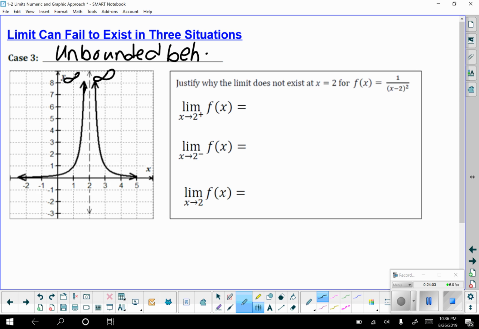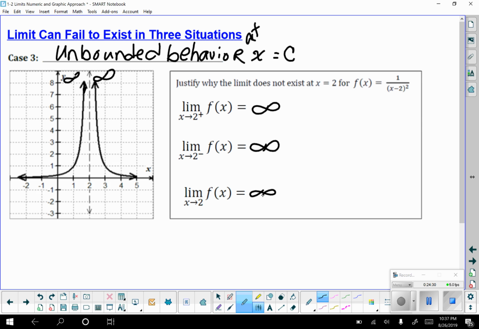I have my function when x is c being unbounded. You could say at x equals c. So from the right side of 2, I get infinity. From the left side of 2, I get infinity.